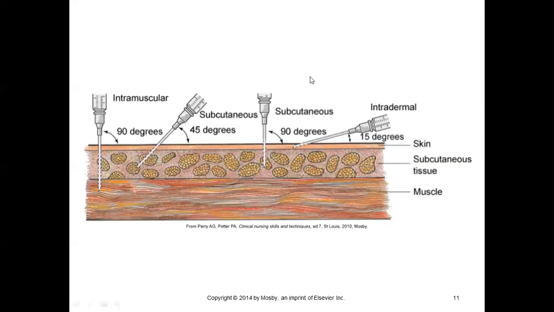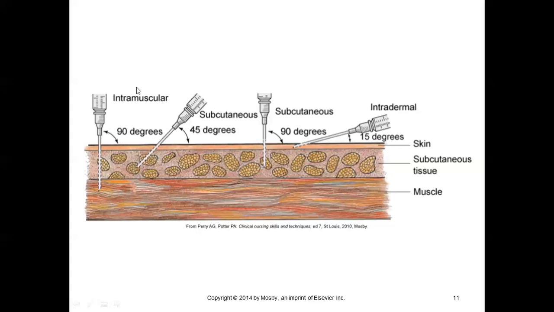Insulin we give subcutaneously, heparin subcutaneously, pethidine intramuscular, right? And some of the medication we give intradermally. In this picture, please have a look. This is the layers of the skin from outside to inside: the outer layer, the skin, which has the epidermis and dermis layers, then subcutaneous tissue, and finally muscle.